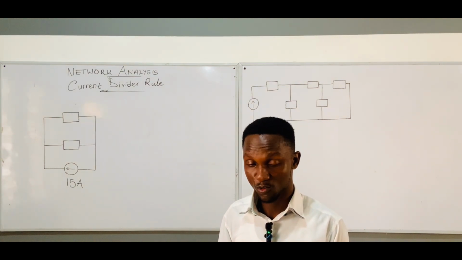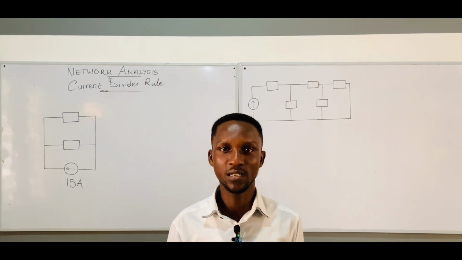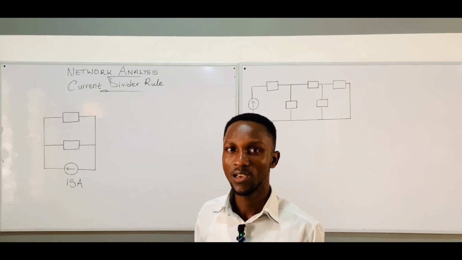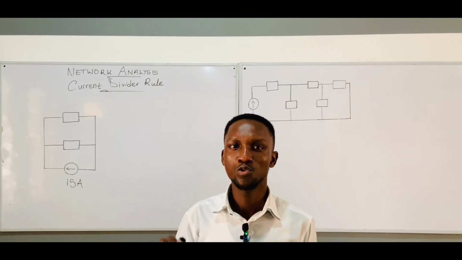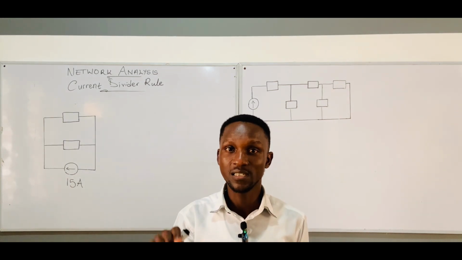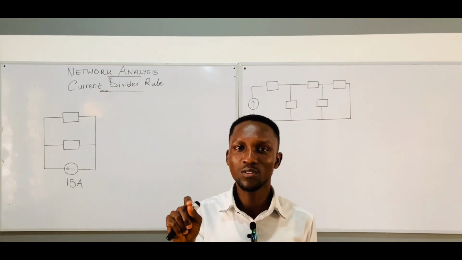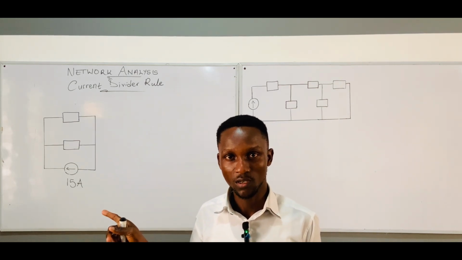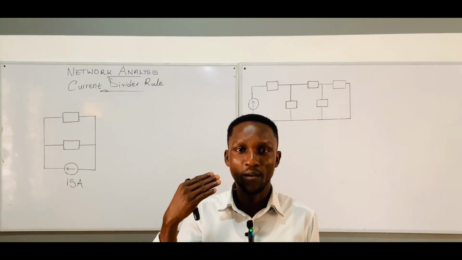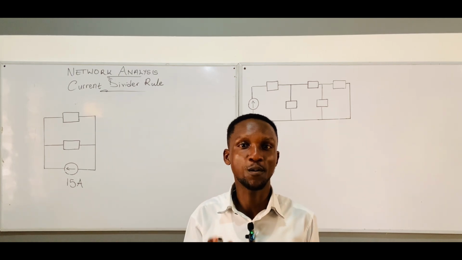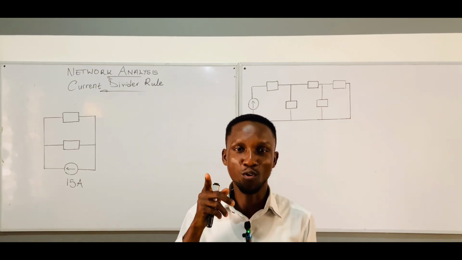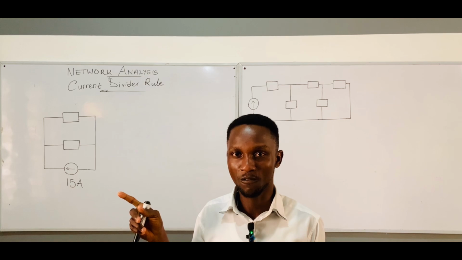I'll break it down for you to understand. The current divider rule states that in a parallel circuit, the current entering through each branch is inversely proportional to the resistance of that branch, and it is directly proportional to the total current entering. Another way you can define it is that the current entering through each branch of a parallel circuit is directly proportional, this time not inverse, to the conductance of that branch.